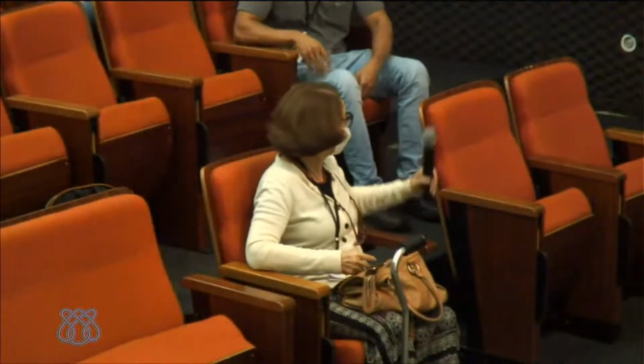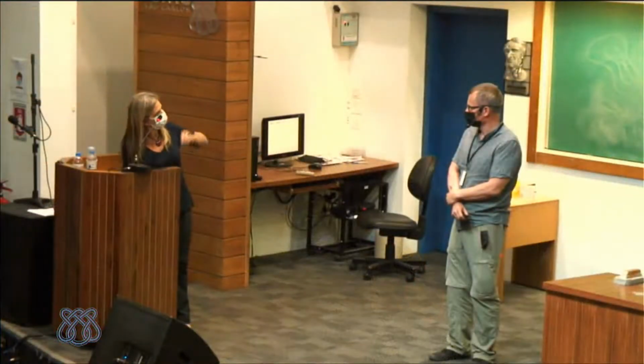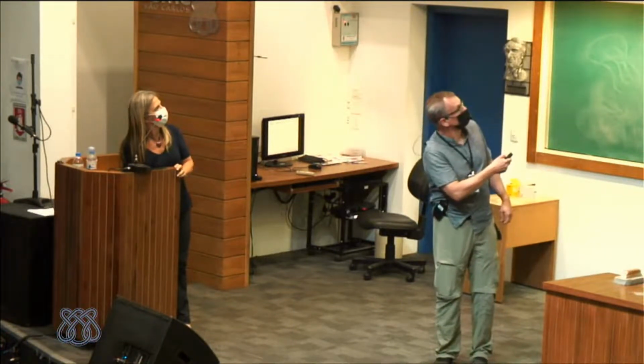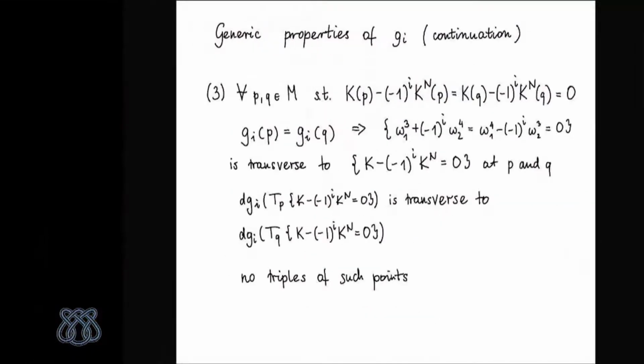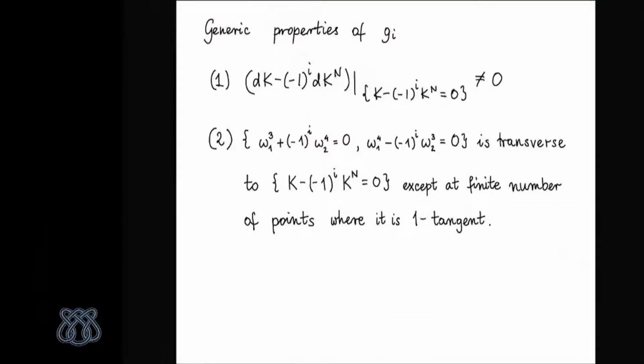And are these the generic conditions for the singularities? The condition that the kernel of this Pfaffian system is transverse to this curve is the condition for a fold. And if it is one tangent, then it says cusp. One tangent, I mean, not two tangent. It is tangent, but only one tangent.